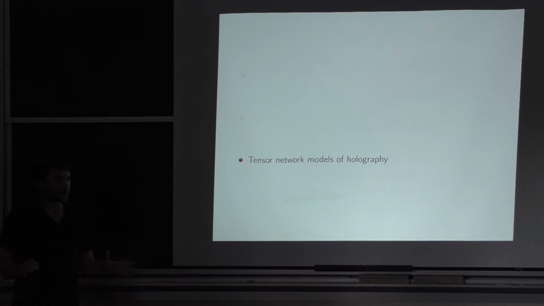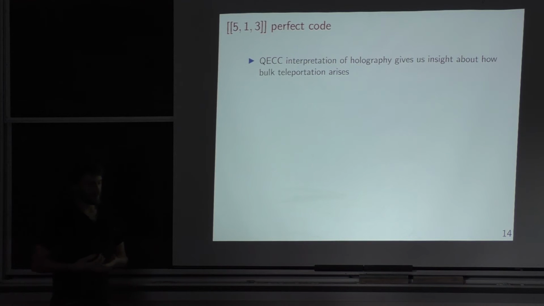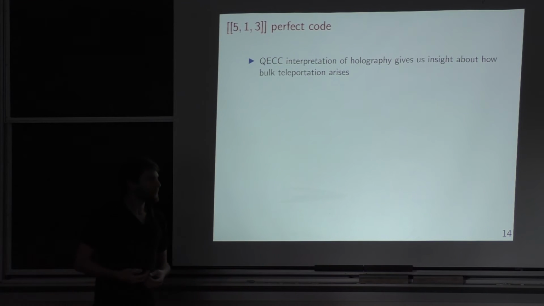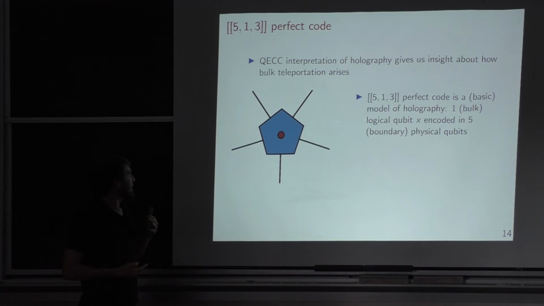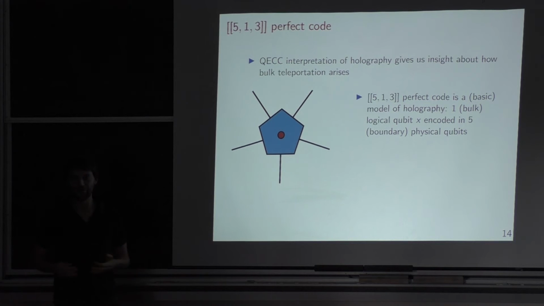Okay, so this is the holographic story and the bulk calculation. Now, tensor networks allow us to see a little bit better how this bulk teleportation actually happens. So I'll start with the simplest possible model of holography in tensor networks, if you can call it so, which is a single 5-1-3 perfect code.